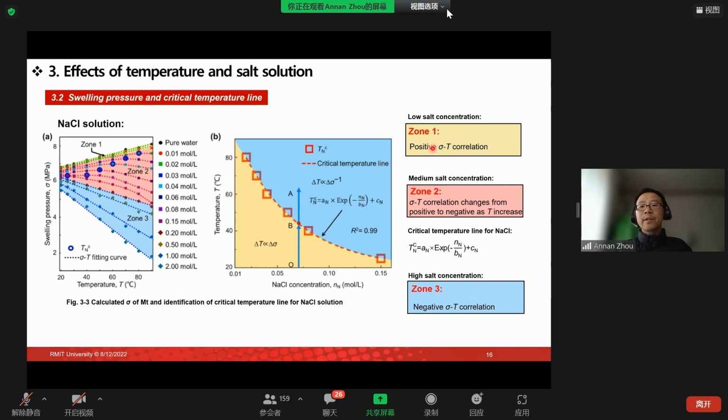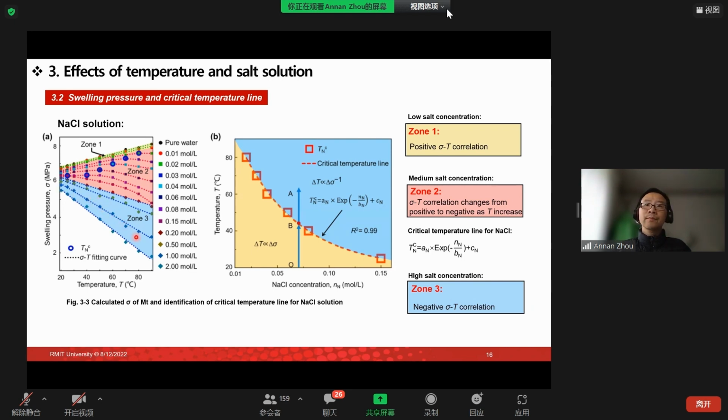In zone 1, the salt concentration is low, including pure water with no salt, so the swelling pressure increases with the increase of temperature. In zone 2, the salt concentration is in a middle range, so we can see this pink area. The swelling pressure temperature relationship first shows a positive correlation and then a negative correlation. In zone 3, the salt concentration is high and the swelling pressure decreases along with the increase of the temperature.